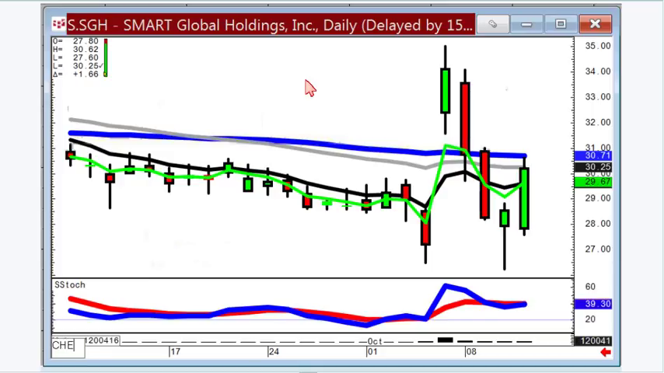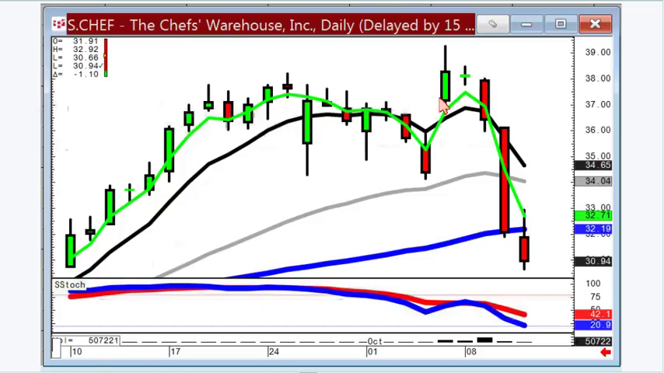Same thing on Chef. Chef had a kicker signal the other day. But if this is the body that told you, again, they opened here, closed here, gapped up, and went the opposite direction. If this is the body that told you that the bulls are in control, if the bears can close it back below that level and below the T line, what's that telling you about the strength of that kicker signal? It's not there. Yeah, you close out that position.